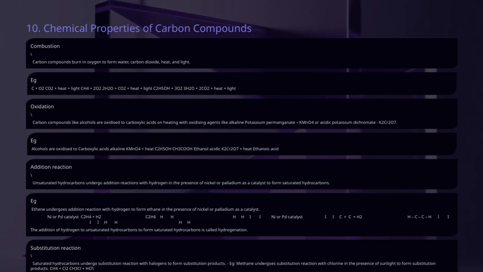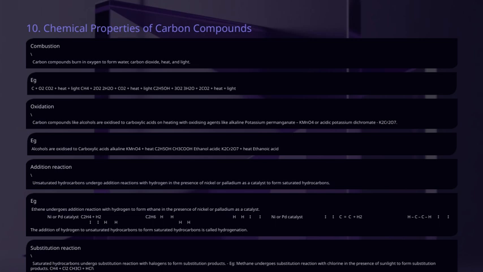Next, we have addition reactions, which are typical for unsaturated hydrocarbons like alkenes. In these reactions, hydrogen adds across the double bond, converting an unsaturated compound into a saturated one. For example, ethene reacts with hydrogen in the presence of a nickel or palladium catalyst to form ethane. This process is called hydrogenation. The catalyst helps the reaction to proceed smoothly at lower temperatures. So, unsaturated hydrocarbons readily undergo addition reactions with hydrogen to become saturated hydrocarbons.